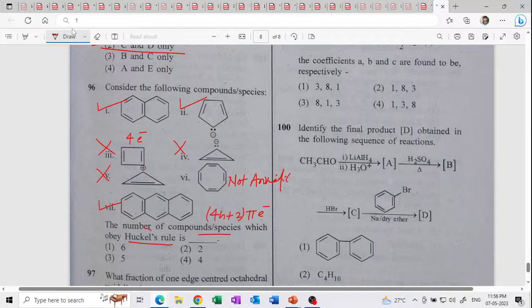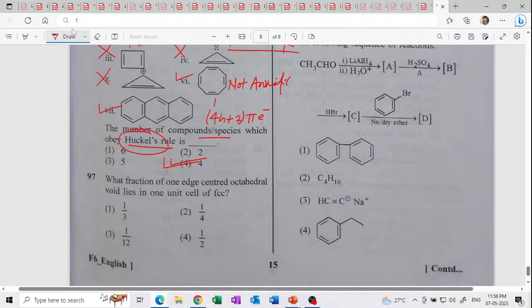The question is a little different. He asked about Huckel's rule. Not obeying Huckel's rule. It obeys Huckel's rule but is not aromatic. Get it? So 1, 2, 3, and this does not obey. Actually Huckel's rule is not obeyed, this is anti-aromatic. This is anti-aromatic. Anti-aromatic. So that's the answer. This is not aromatic but obeys Huckel's rule but is not planar. This is not planar. So please note it down. This is not planar. Not planar. This is not aromatic but obeys Huckel's rule.